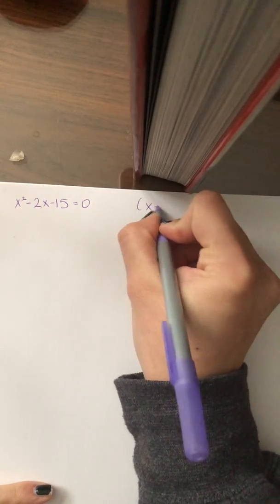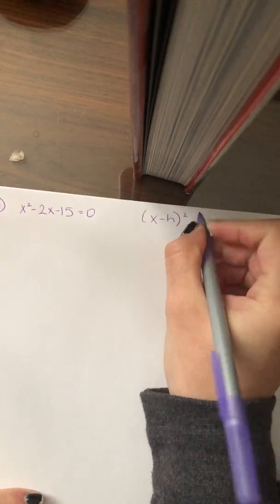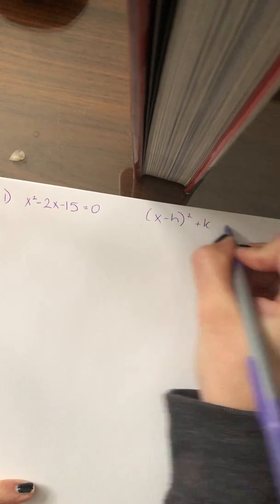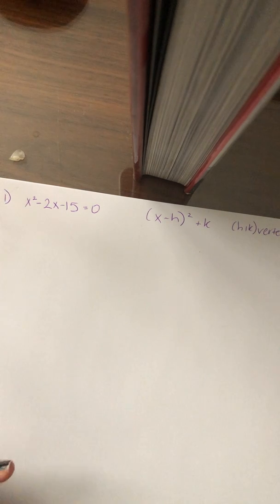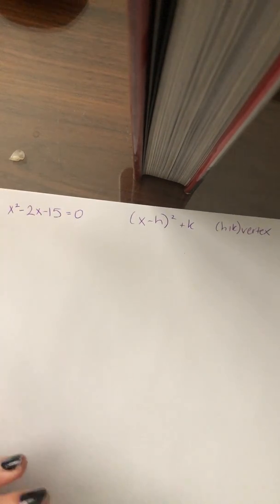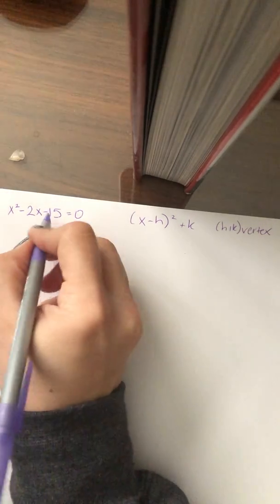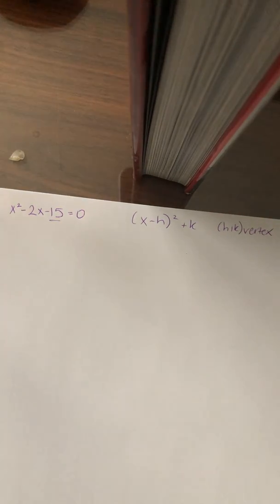Okay, and ultimately when we use the completing the square process, we are getting this in vertex form. So vertex form looks like this, where h and k is the vertex of our equation. All right, so first we need to, I'm going to follow the steps on the screen.